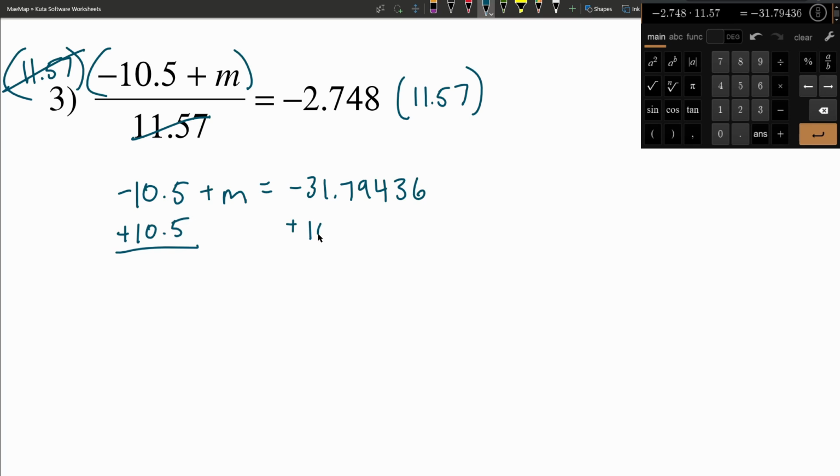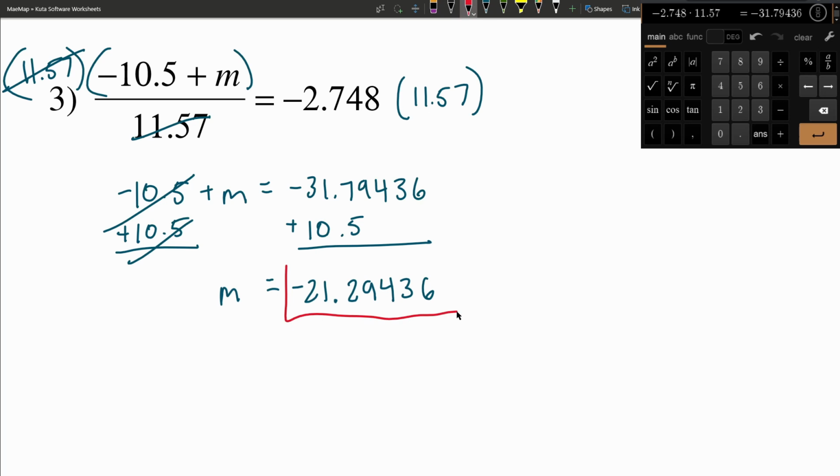And adding to both sides, we're going to get m equal to, if we were to just add 10, we'd be at negative 21.79436. But we're not just adding 10, we're adding 10.5. So adding a positive 0.5 to that negative 21.79436 is going to result in negative 21.29436. And feel free to double check this answer with a calculator. Let's move on to number 4.